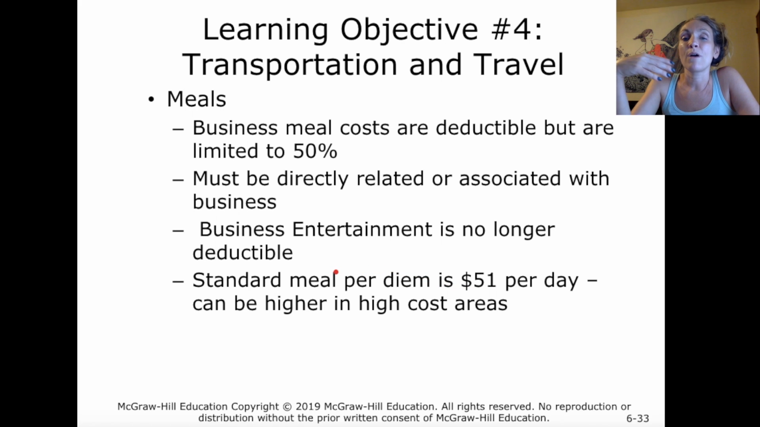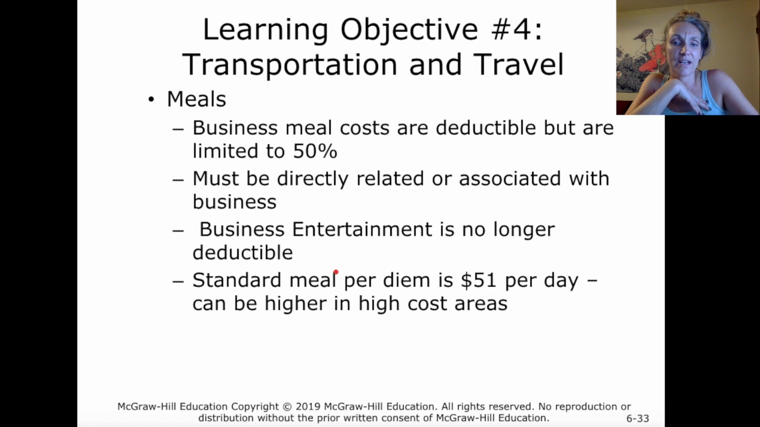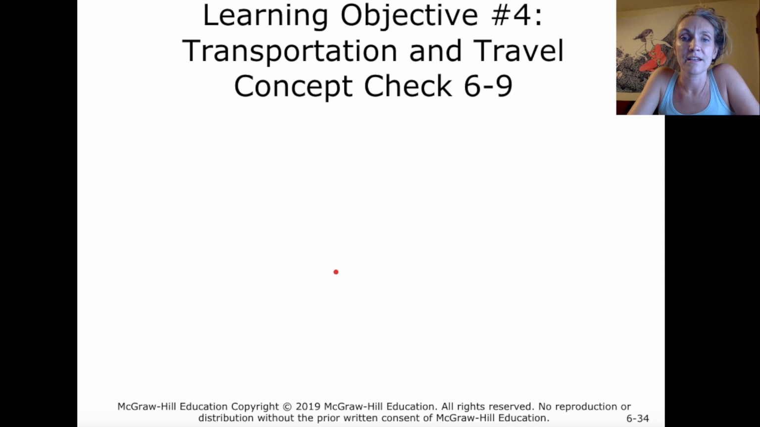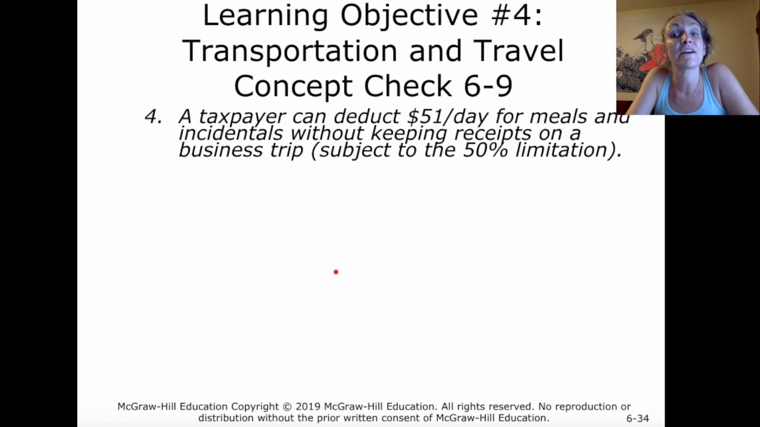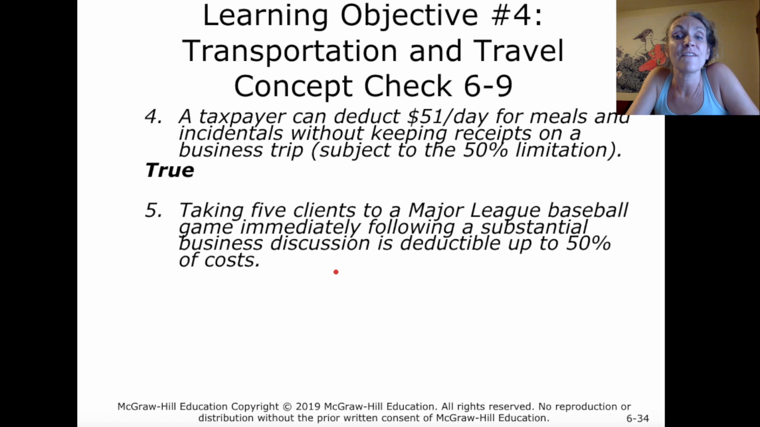Per diem has to do with what a business can deduct, and for simplicity purposes can reimburse employees for those amounts of meals. They're called the GSA per diem amounts, which you can find if you search that. Cannot be extravagant or lavish. A taxpayer can deduct $51 a day for meals and incidentals without keeping receipts on a business trip, subject to the 50% limitation. True. Taking 5 clients to a Major League Baseball game immediately following a substantial business discussion is deductible up to 50% of costs. Used to be, not anymore.